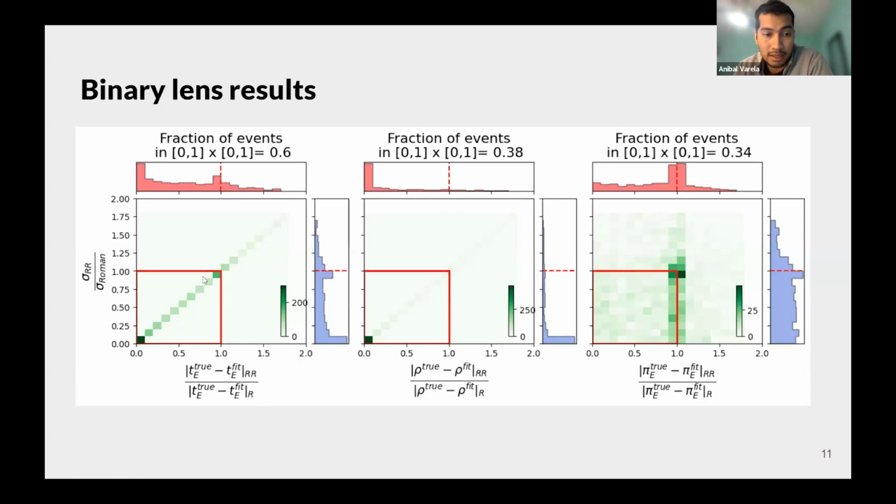And here we can estimate the fraction of events that reduce their uncertainties by adding the Rubin data. So, for example, for this set of binary lens events, 60% of the events improve their uncertainties and reduce their bias for the same time, that is the duration of the events.